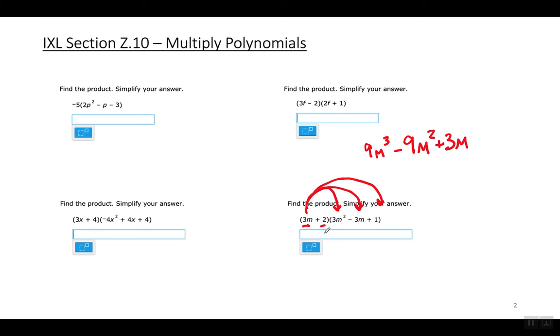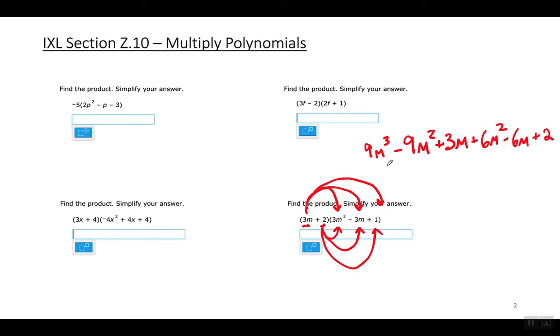Then over here I've got positive 2 times 3m to the second power, which is going to give me 6m to the second power. Positive 2 times negative 3m will give me negative 6m. And finally, positive 2 times positive 1 is positive 2.